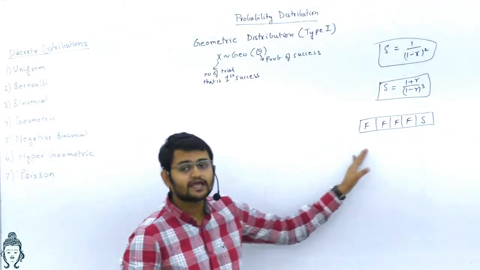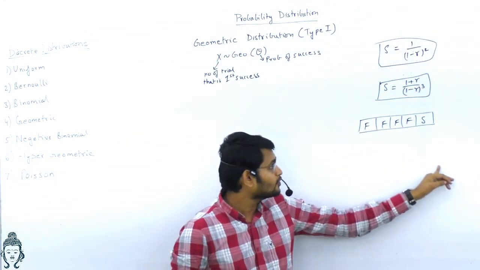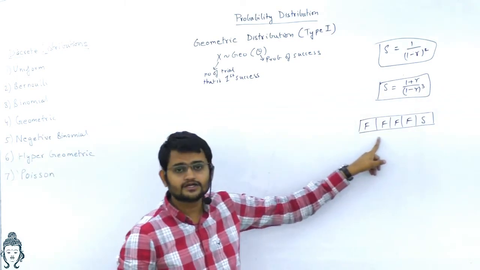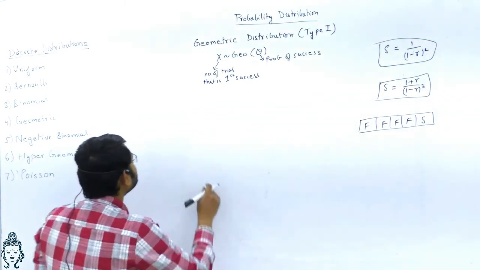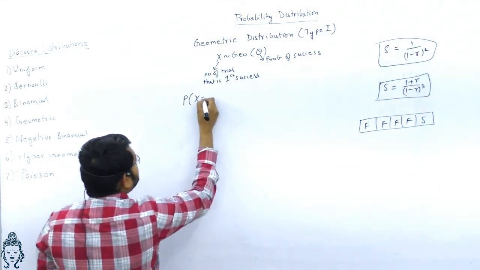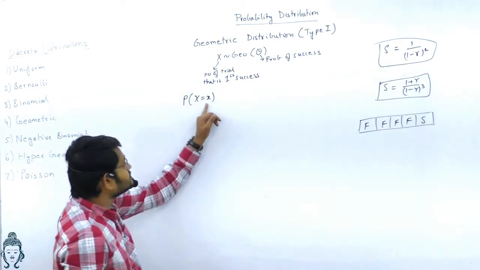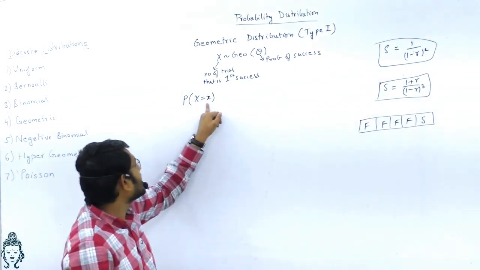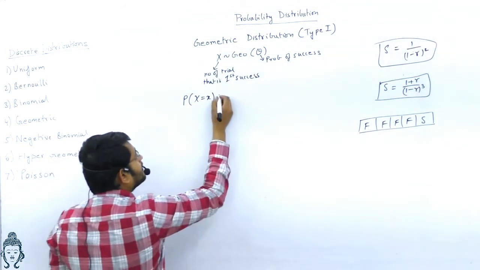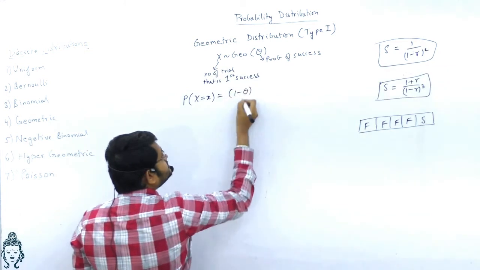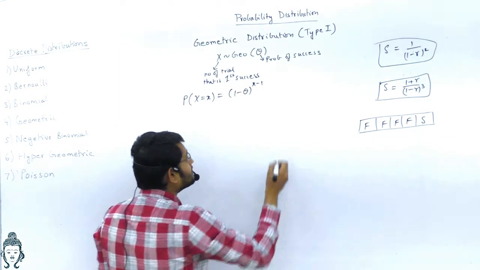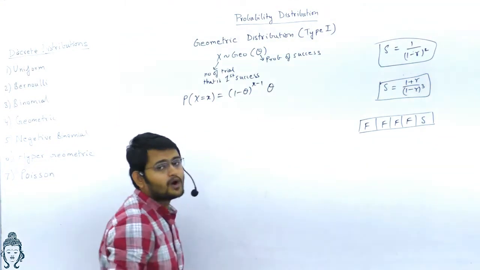The number of ways I can arrange this is only one, because s is fixed. So therefore all the others are failures. So there is only one way to arrange this particular value. So I'll get probability x is equal to x. That means, what is the probability that my xth trial is going to be my first success? I can say that is nothing but 1 minus theta, that means failure, and I have x minus 1 failures, and I have only one success.